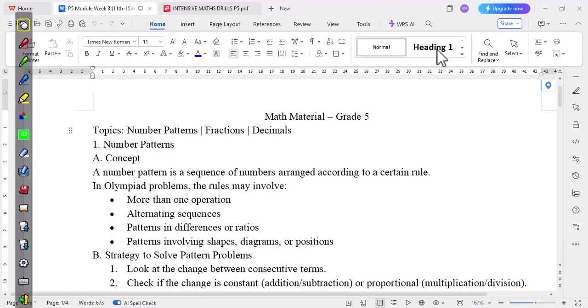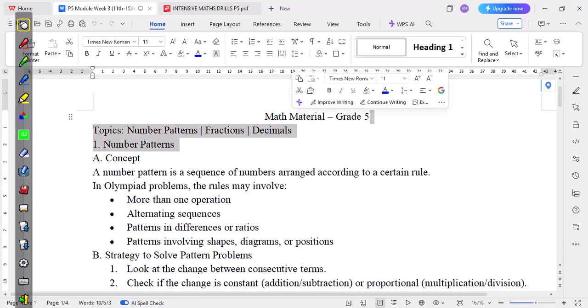Okay, hello everyone. Today we are going to learn about number patterns. This number patterns is for primary 5. Here we learn about the concept first. So what is number patterns? Number patterns is a sequence. Let me make it bigger first.